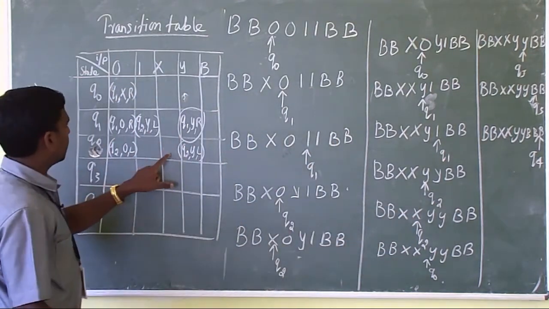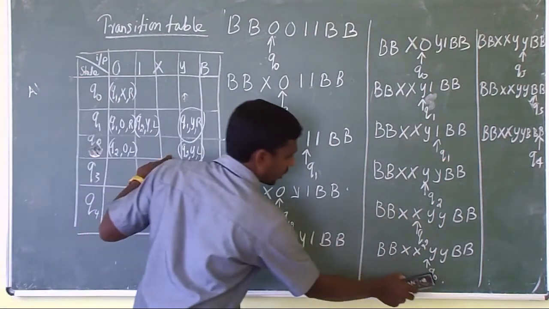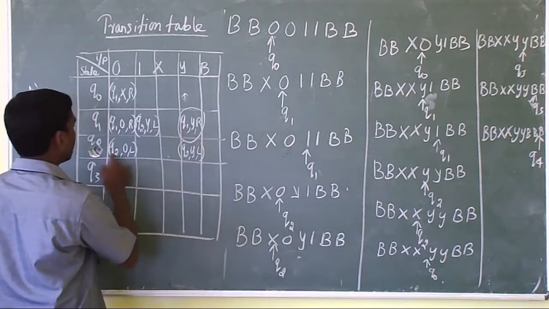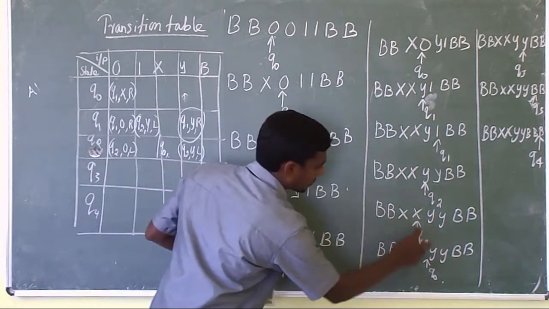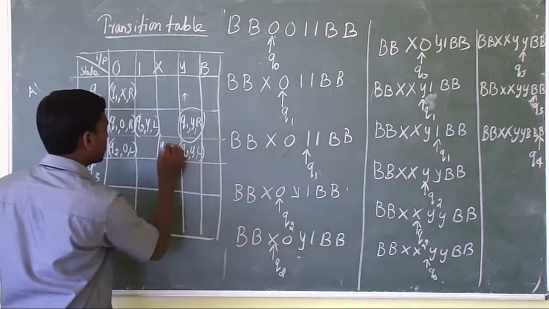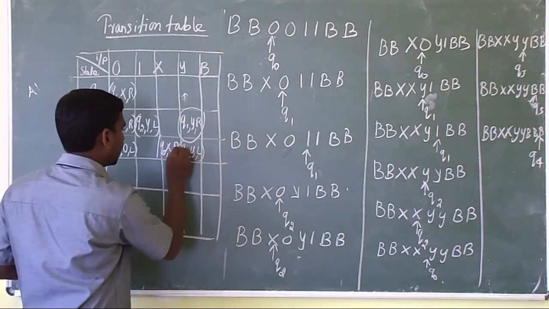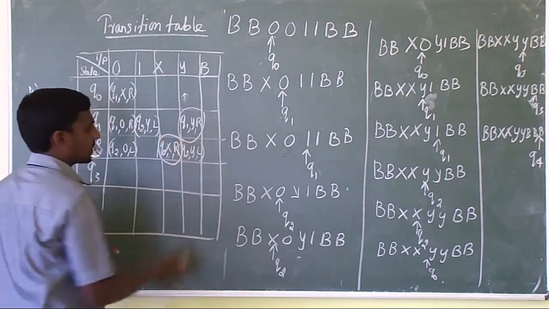Where is Q2 x? Here I want to fill. That is Q0. It changed to Q0. So Q2 x equal to Q0 comma x should be replaced by x only. So Q0 comma x comma right side. Okay, Q0 comma x comma r.